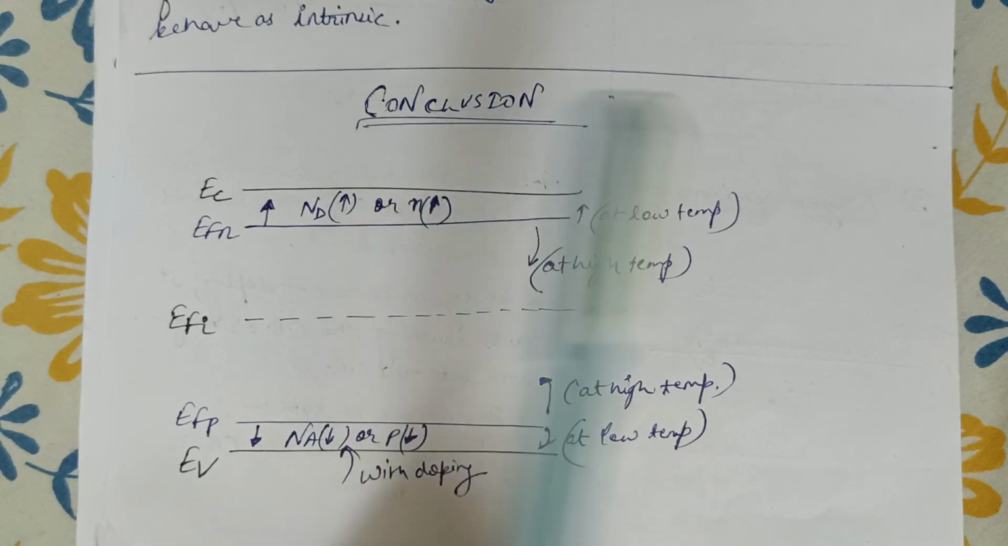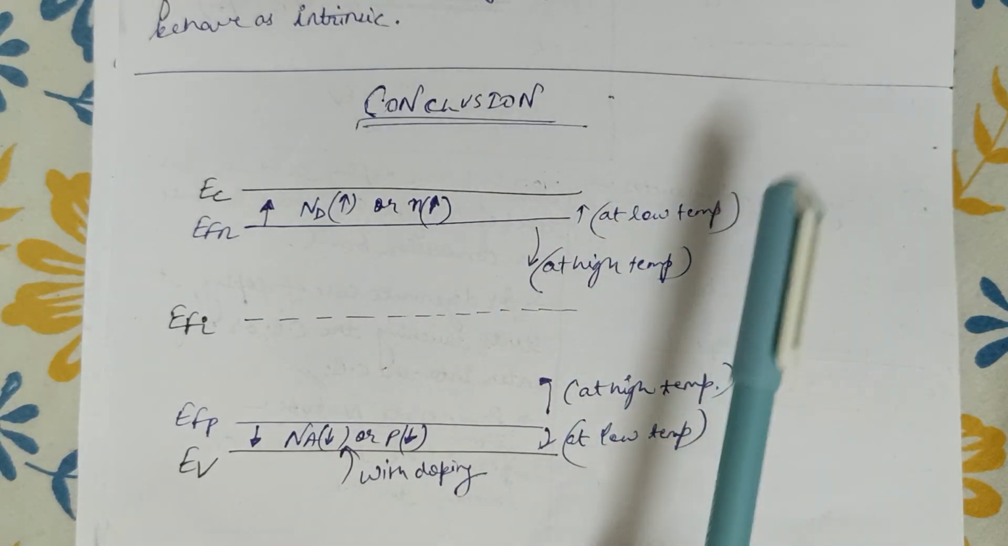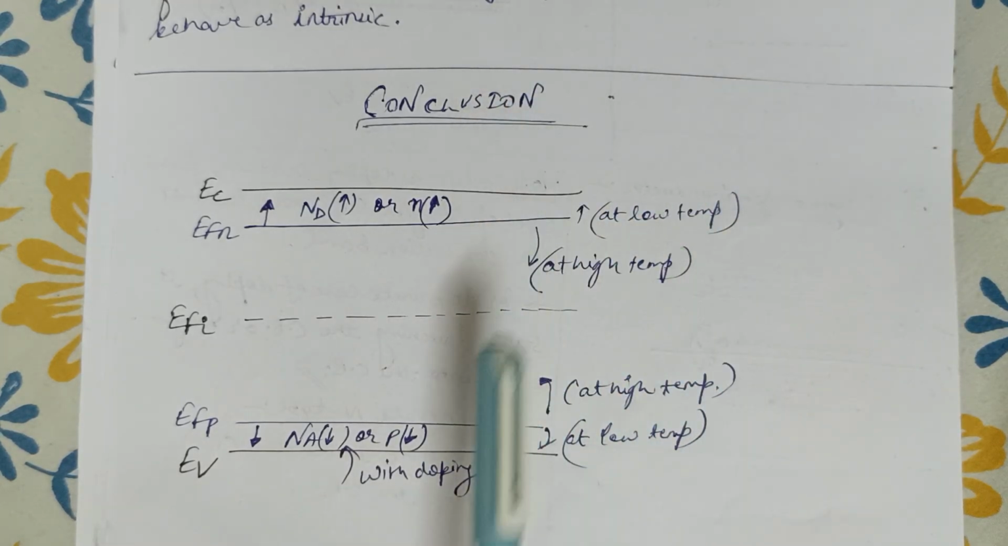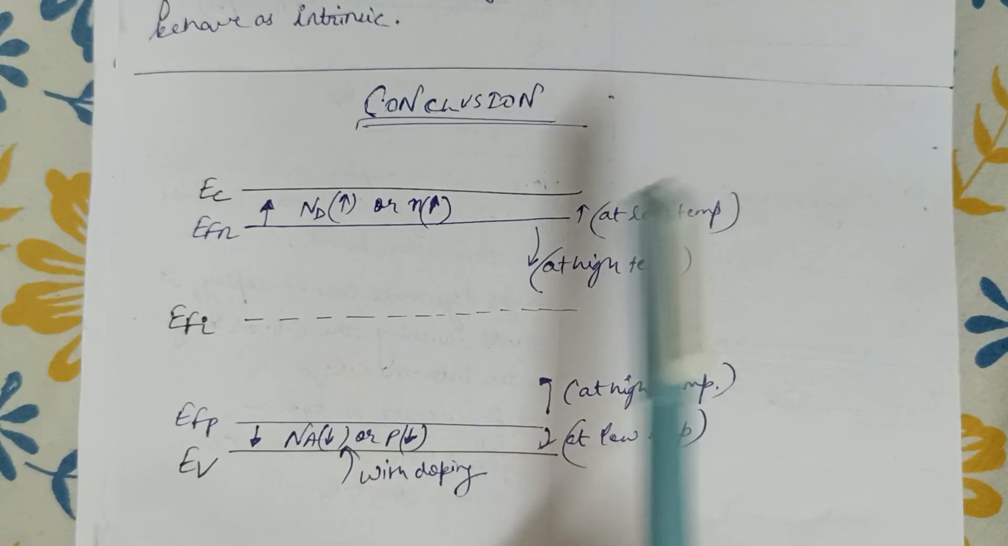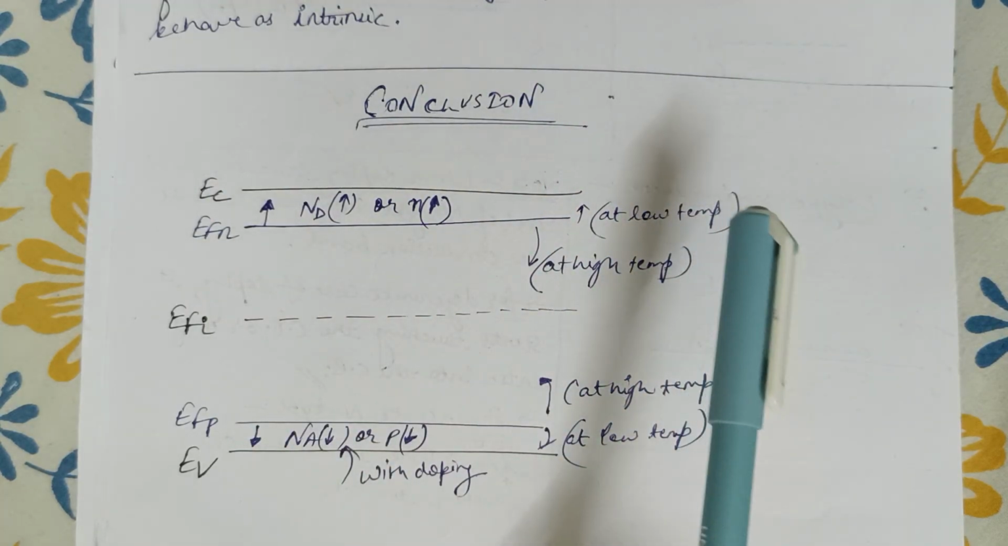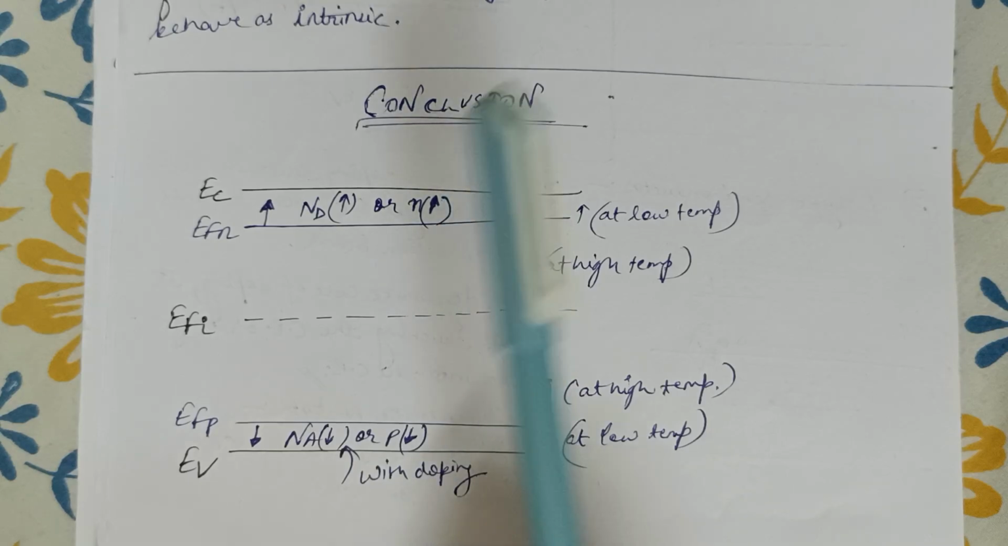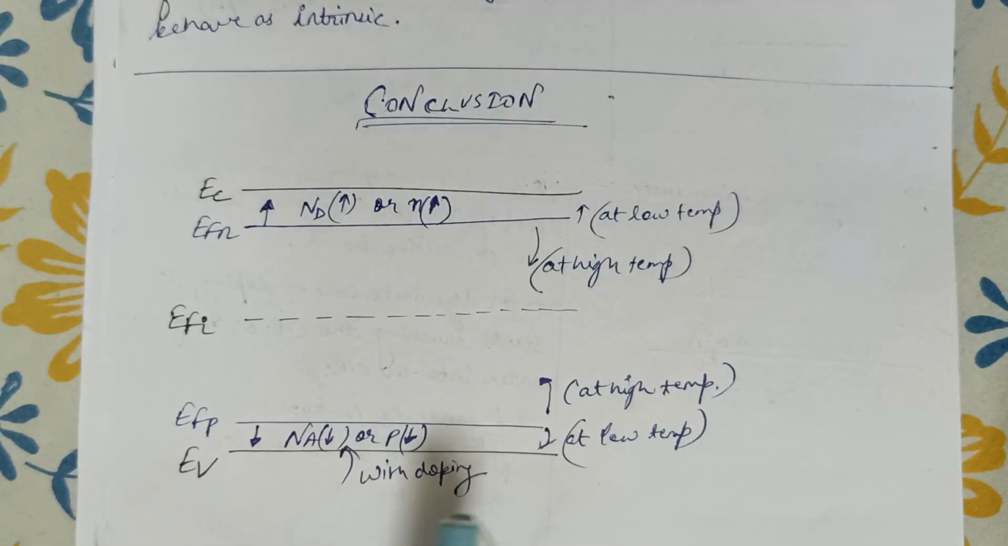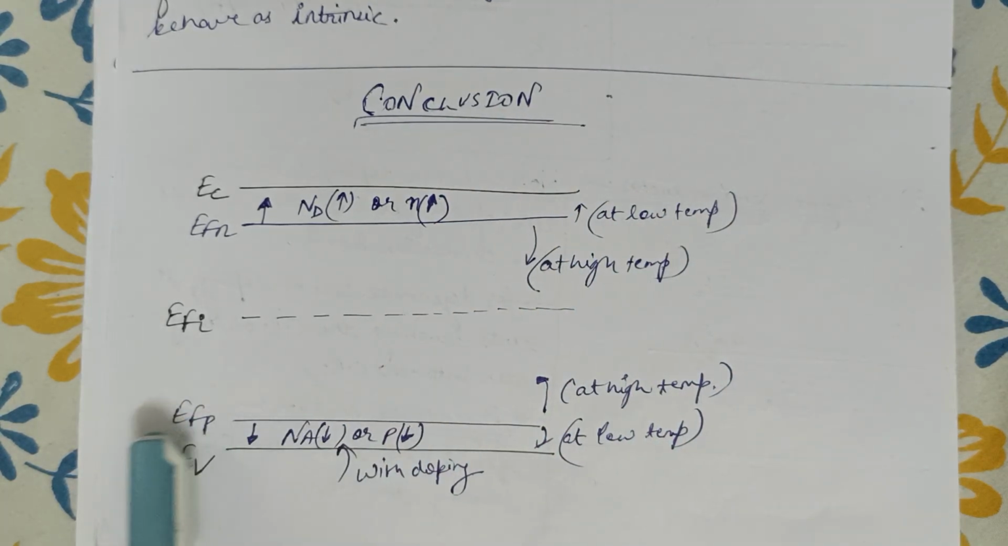Why? Because the band to band transition overcomes the impurity ionization, and there will be thermally generated carriers which are more in number, and therefore it will behave as intrinsic. So now n is not much greater than p. A similar thing happens here for E_Fp.